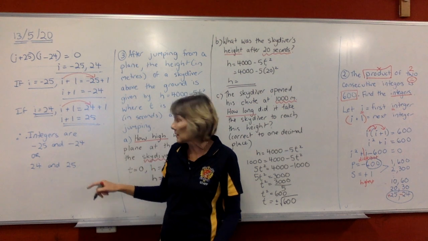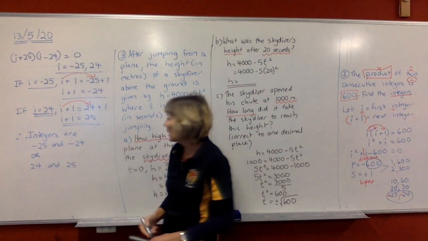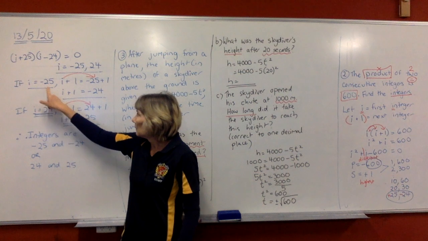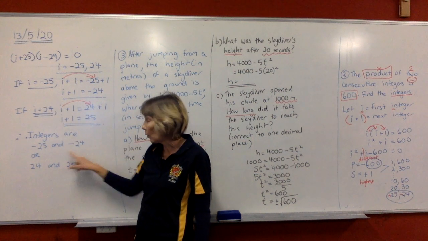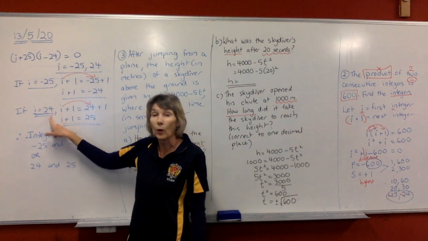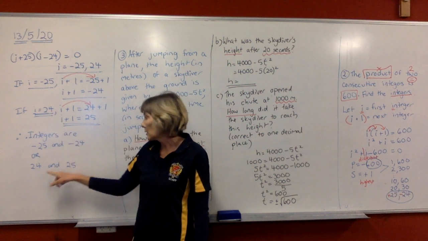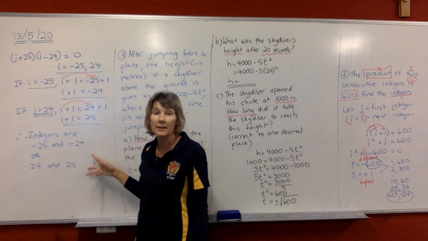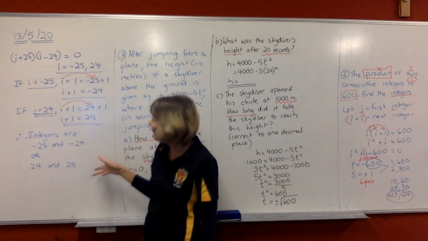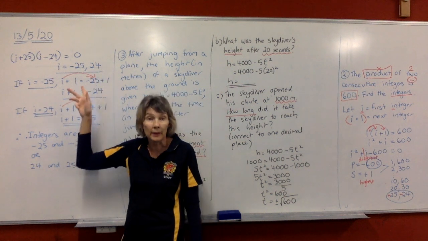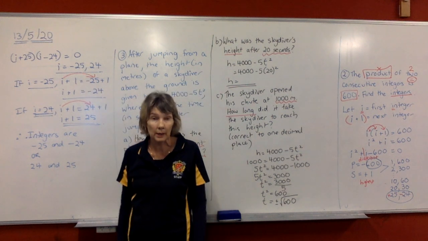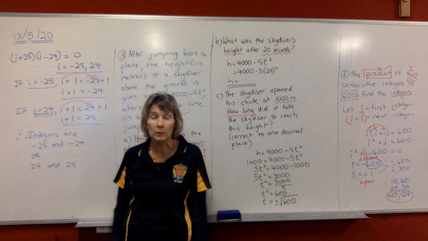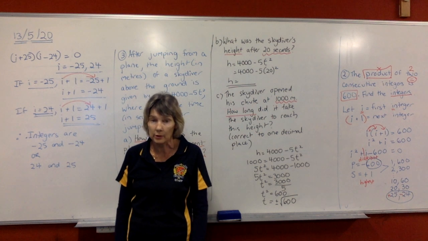And that makes sense. So when you give your answer, you say the integers are minus 25 and minus 24, or 24 and 25. So we have two possible pairs of answers. Be very careful, because a lot of people get to there and think they're done. They think they found the two integers, but those two are not consecutive integers. Minus 25 and 24 are not consecutive integers.